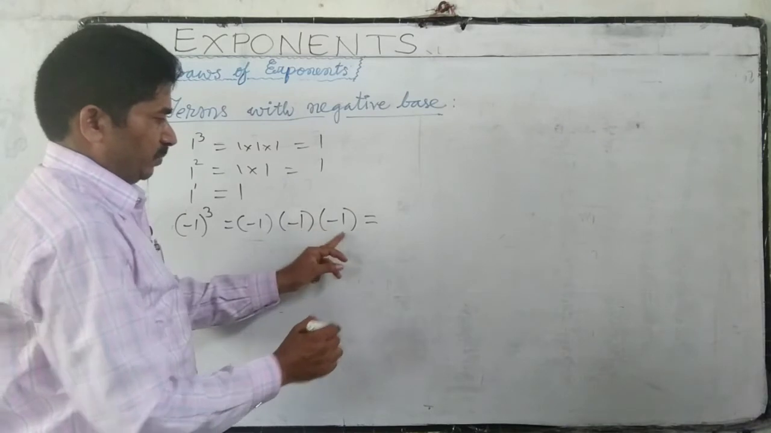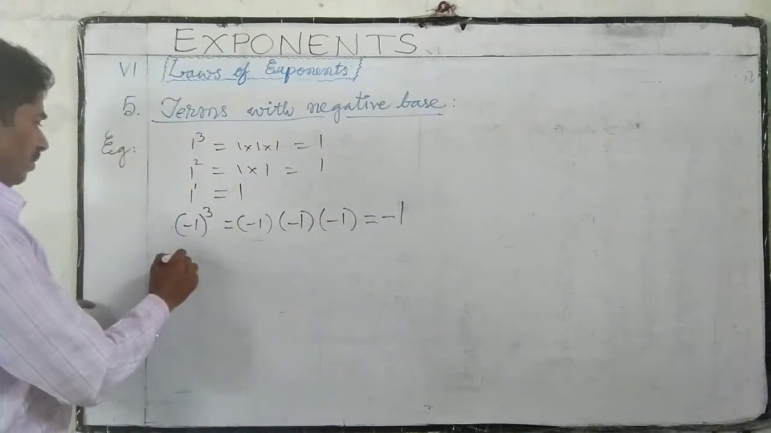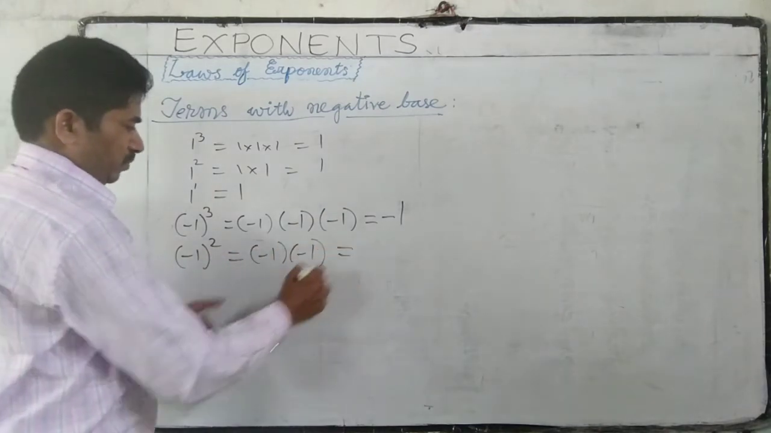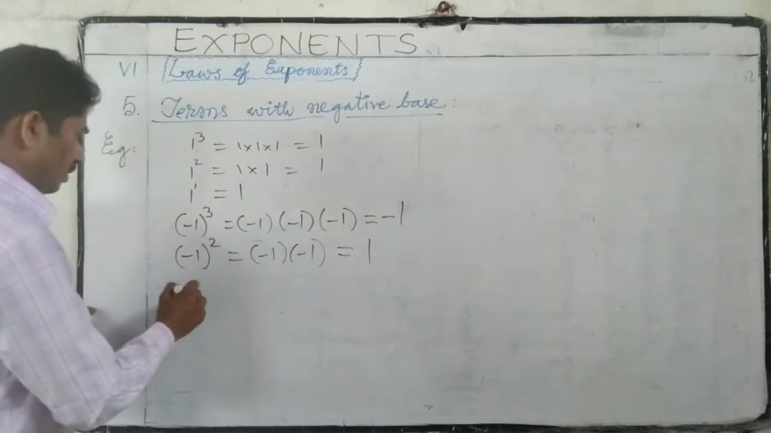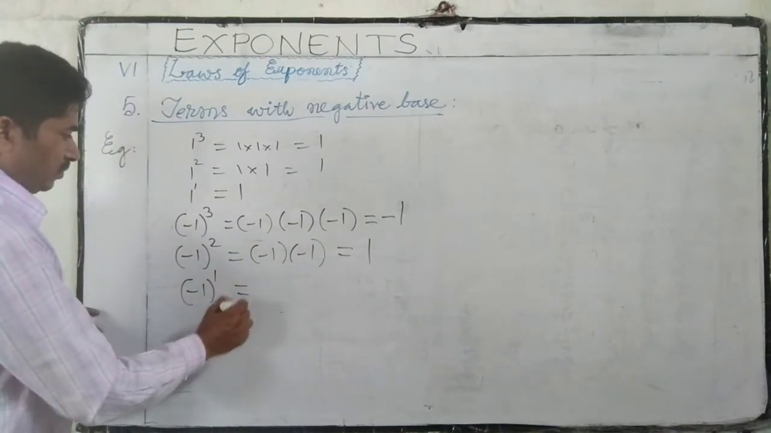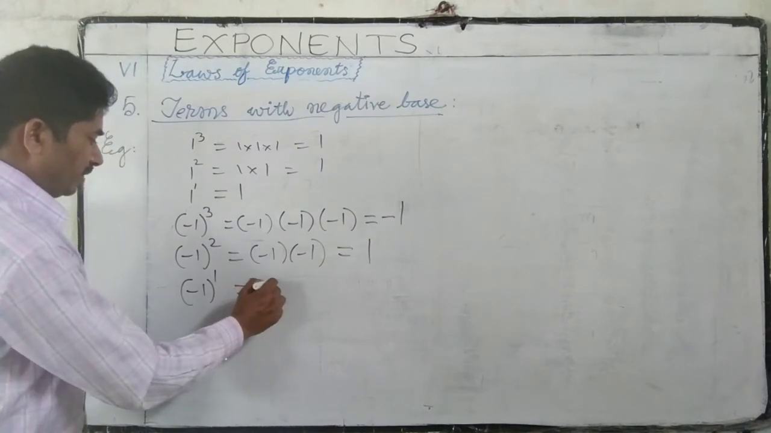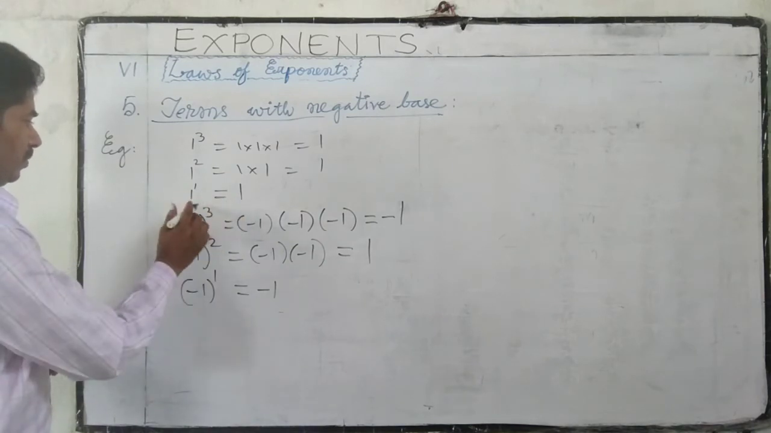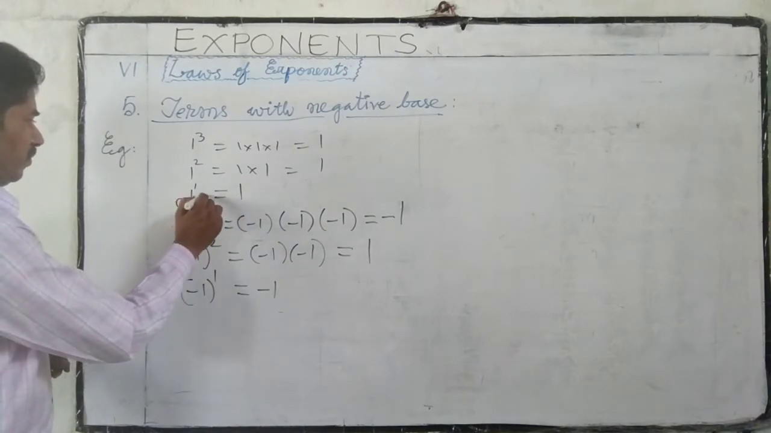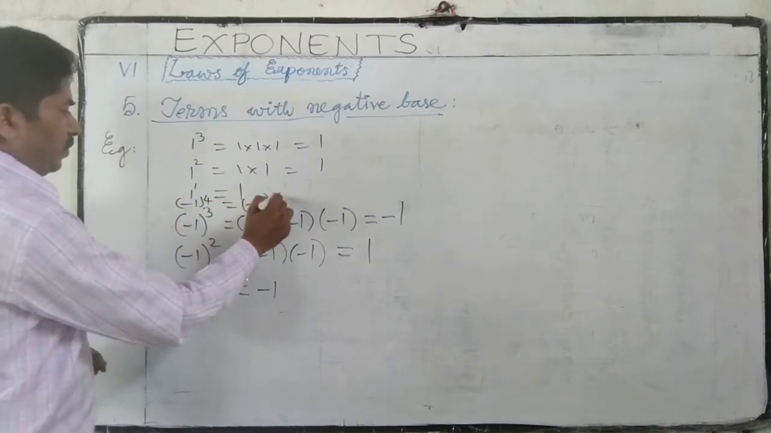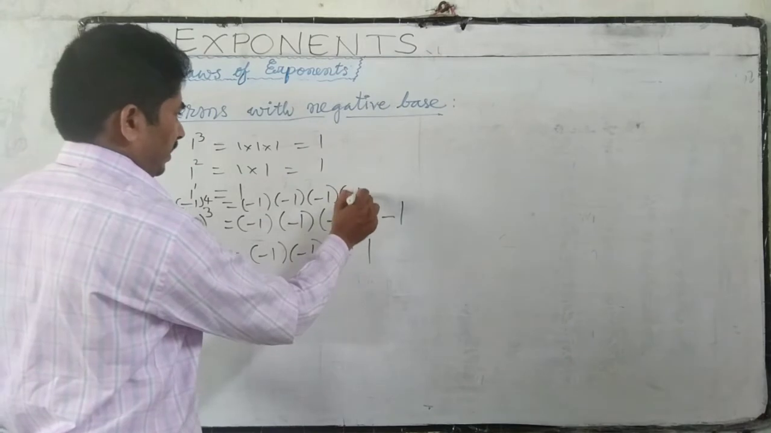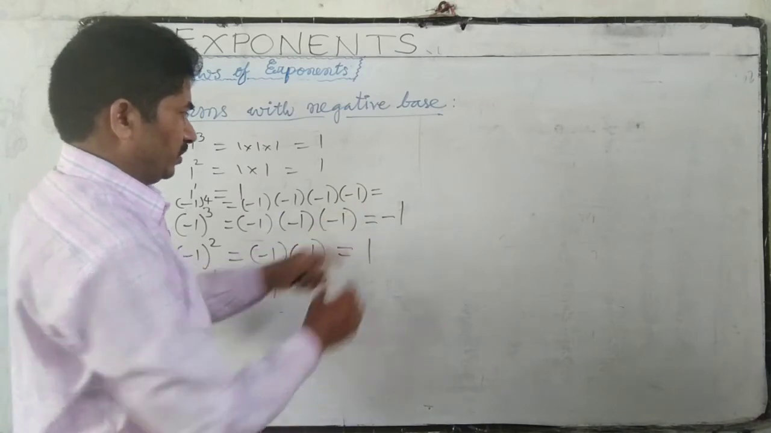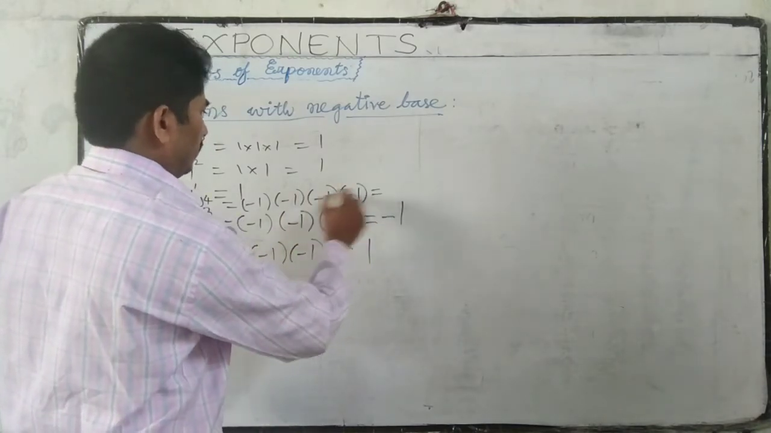Minus into minus is plus, plus into minus is minus 1. Minus 1 whole square is equal to minus 1 into minus 1, which is minus into minus plus. Minus 1 whole to the power of 1 is equal to minus 1. And also we have to write minus 1 whole to the power of 4, minus 1 into minus 1 into minus 1 into minus 1, which is minus into minus plus, plus into minus, minus into minus plus, plus 1.